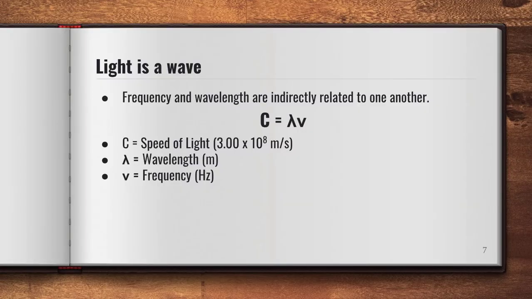So as we see here, we have a nice little equation that frequency and wavelength are indirectly related to one another. So we have a couple of variables here. C is equal to the speed of light, which is 3 times 10 to the 8th meters per second. That is a constant. Lambda is the wavelength, and then the V here is the frequency, and that is measured in hertz. So we'll be utilizing this as a formula to be able to calculate for things like wavelength and frequency.